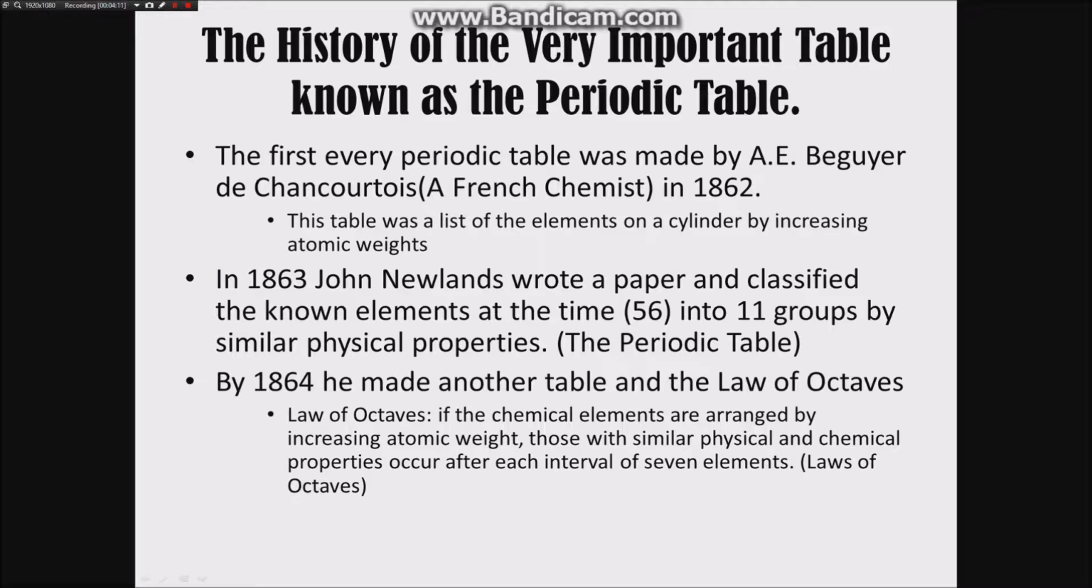I'm already screwing up his name. He is French, so excuse my French. Let's just call him Beeger for now. This table was a list of elements on a cylinder by increasing atomic weights.